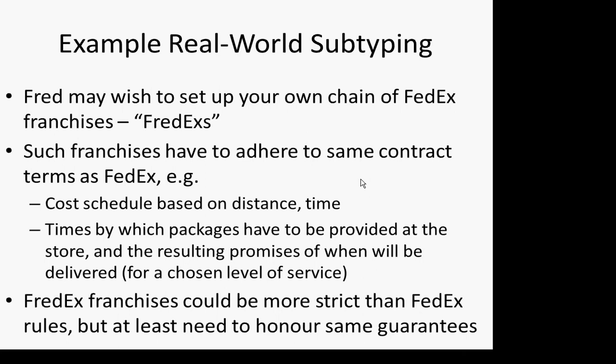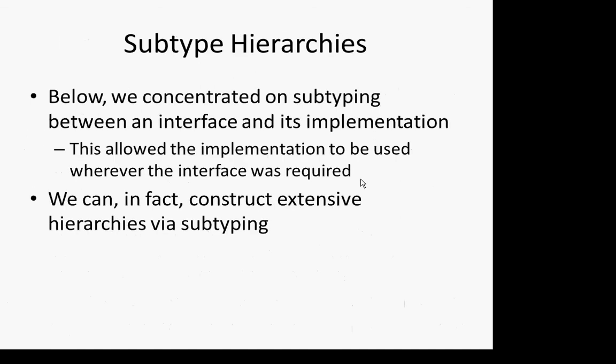FedEx may make certain guarantees. FedEx has to live up to at least those guarantees, but they may provide more features, right? So they could provide more strict rules, but they've got to live up to this, okay? So when it comes to subtyping, if they say we're a FedEx, what it means is that the promises that they make, this is absolutely key, folks, and this is going to be a differentiator of the next few lectures. The promises made by FedEx need to be compatible with the promises made by FedEx, right?